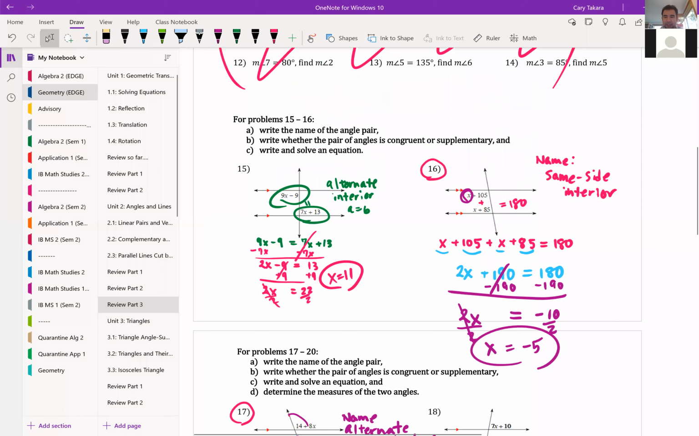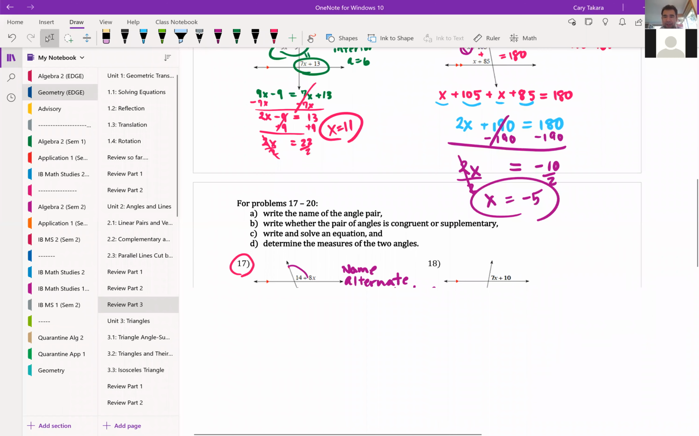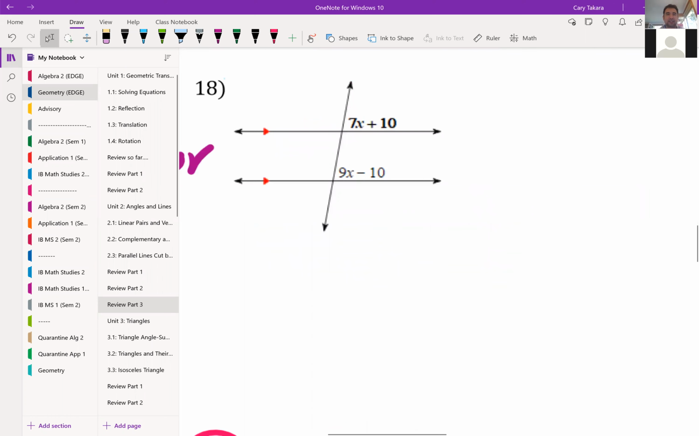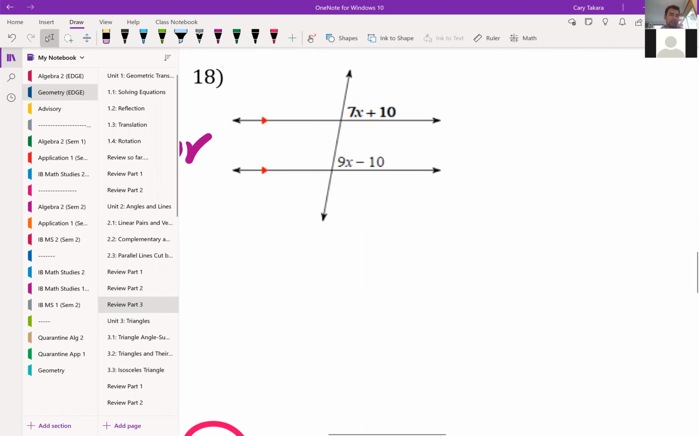Let's see. Yeah, right here, number 18. I want you to name it and then set up an equation and solve it. Again, please work on it in your notes.